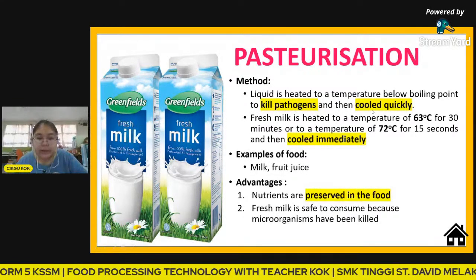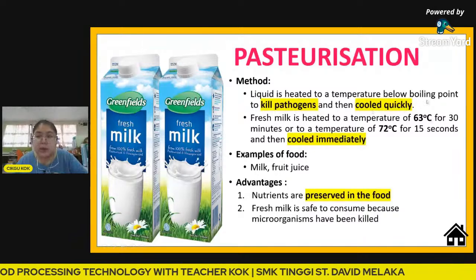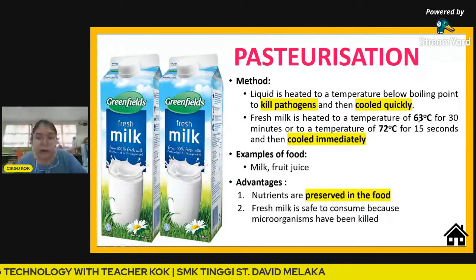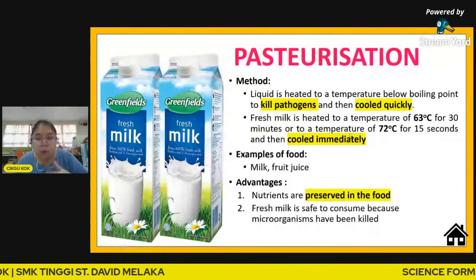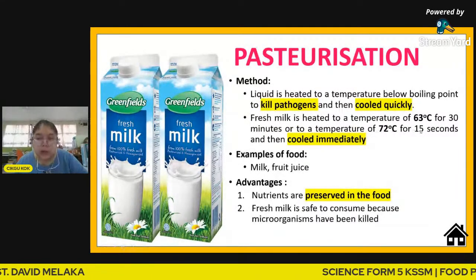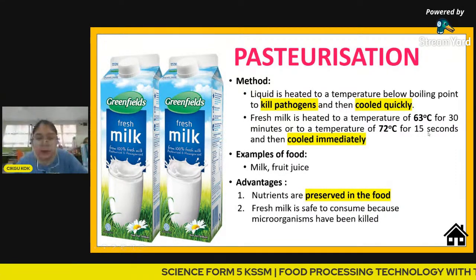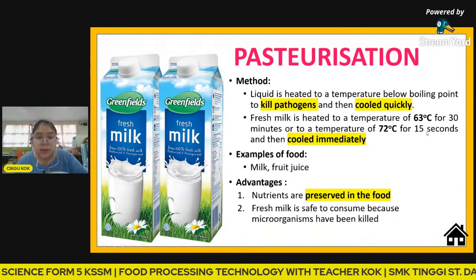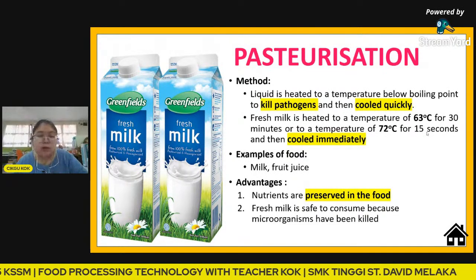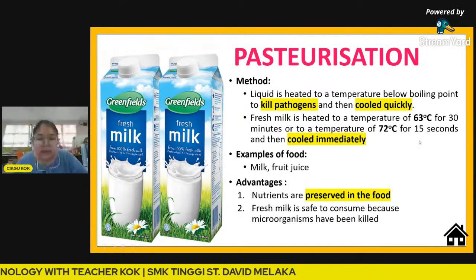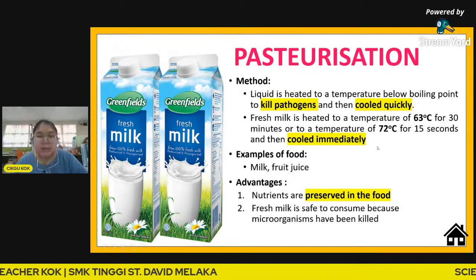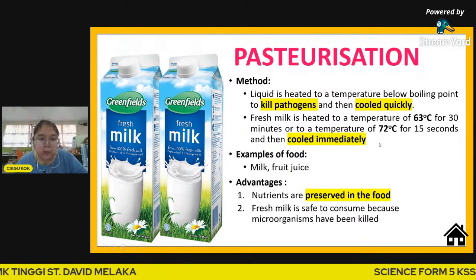Fresh milk is heated to a temperature. How much do you heat? 63 degrees Celsius for 30 minutes. If you want to heat more, that's 72 degrees Celsius, but you do it only for 15 seconds, then it's enough already. Because with too high a temperature, all the nutrients are lost. So that's why we cannot heat too long. So only 15 seconds. After that, you need to cool down immediately.